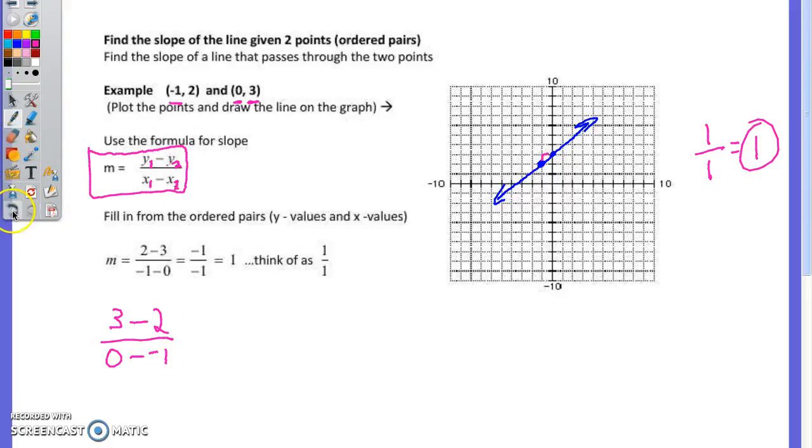So the way that I did it in class, I always said it was 0 minus a -1, which then becomes a plus. So when I look at this, I have 3 minus 2, which is 1, over 0 plus 1, which is 1. So we get our same value, regardless of which ordered pair we use as our first ordered pair and which ordered pair we use as our second ordered pair. That was the notes that we covered for today.